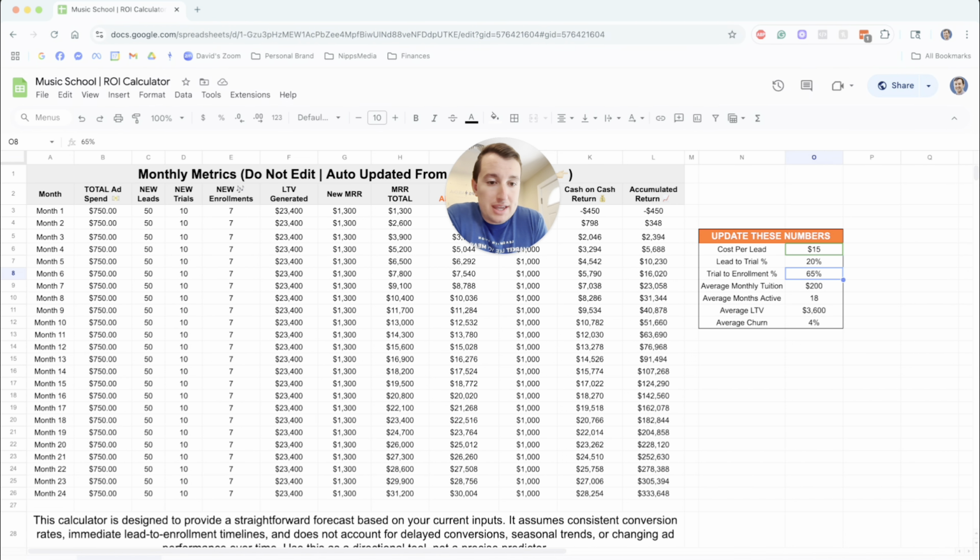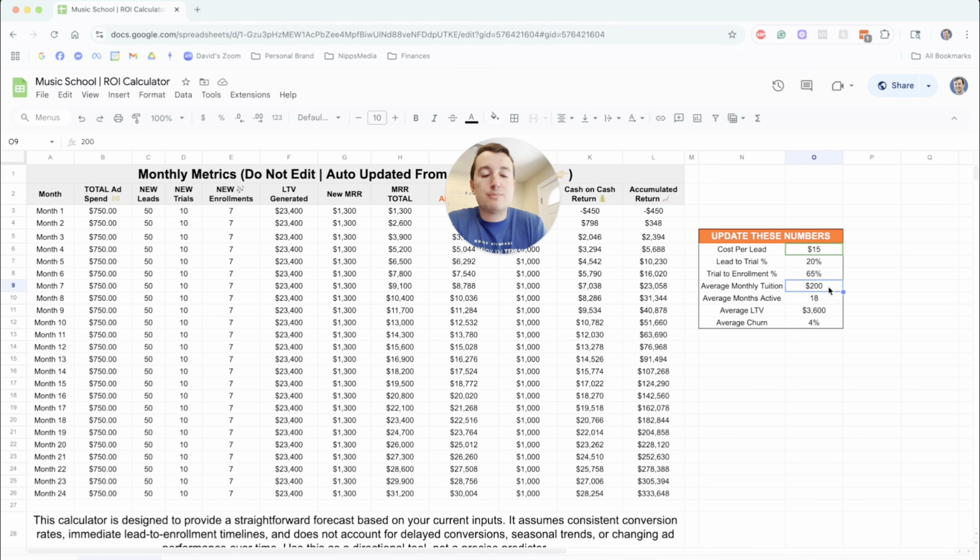The next number you want to get is trial to enrollment percentage. In this case, it's for every person that comes in for a trial, what percentage of them actually enroll. So let's say you get 10 trials booked and I put 65% here, but let's say 6 of them enroll. That would be a 60% trial to enrollment percentage. In this case, we're going to go with 65%.